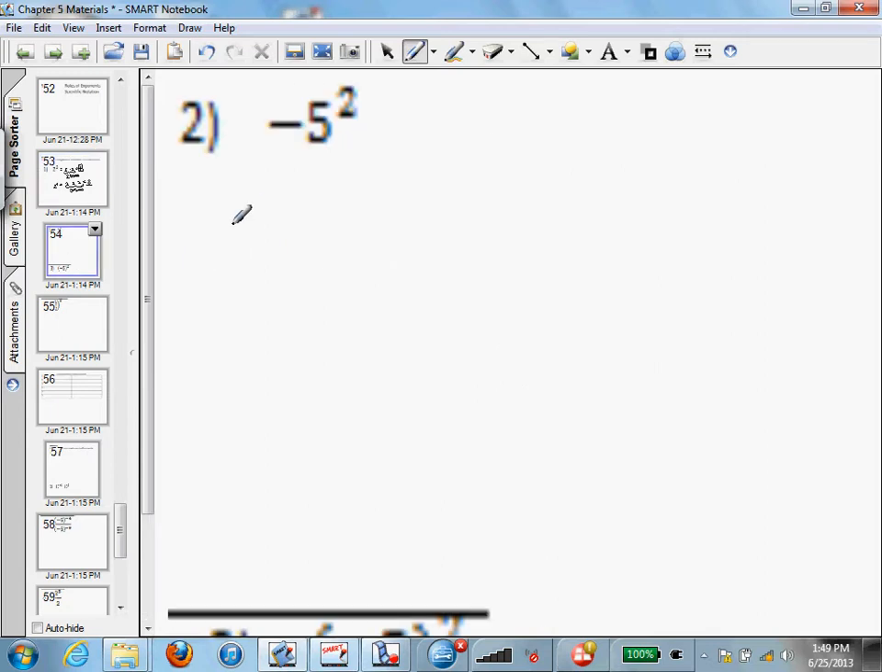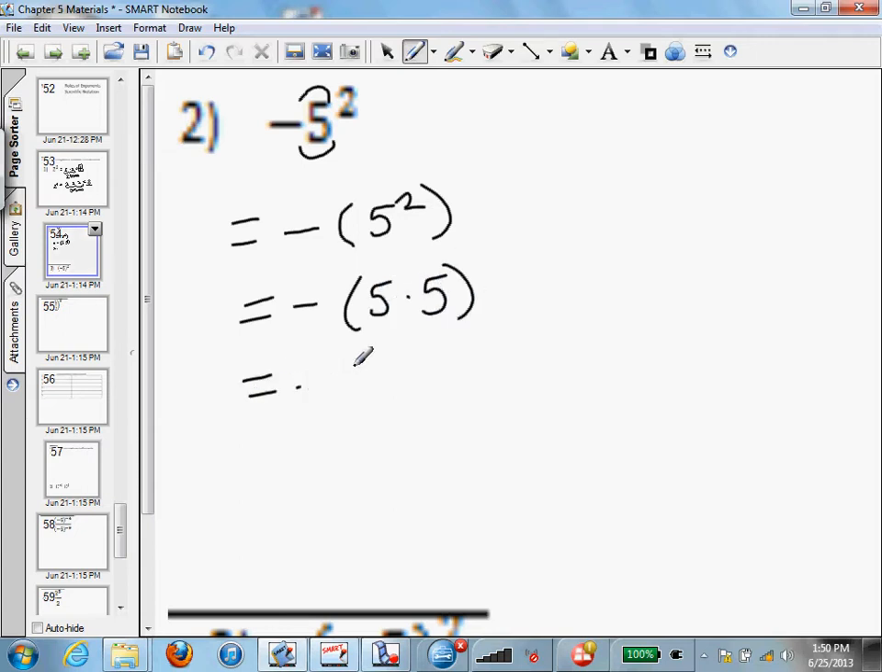Okay, with number 2, what we want to do is look at this and see with our order of operations that exponents come first and then multiplication of the negative. So we actually want to keep the negative away first and then evaluate 5 squared. So we have negative times 5 times 5, which reduces to 25. So we have a negative times 25, or just negative 25.